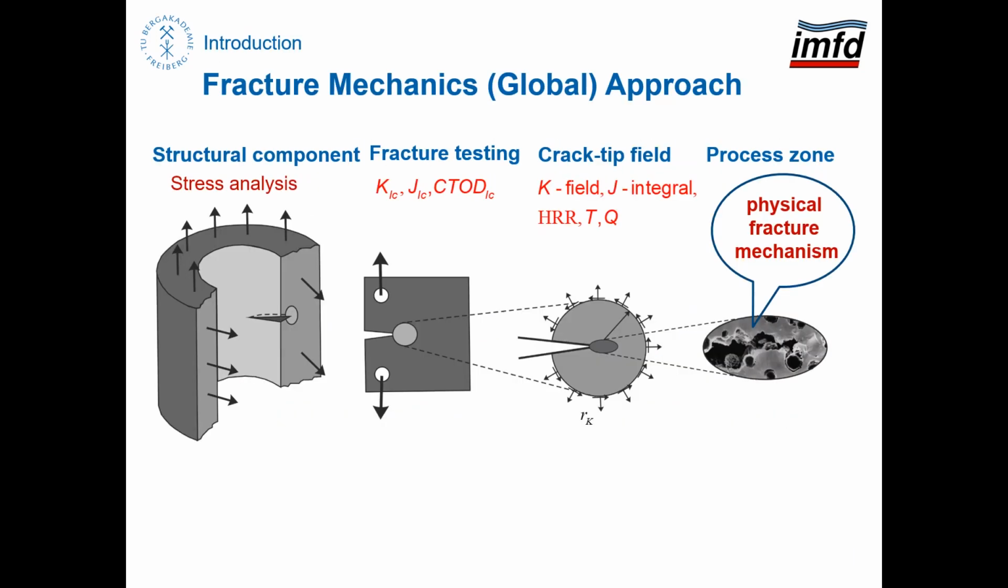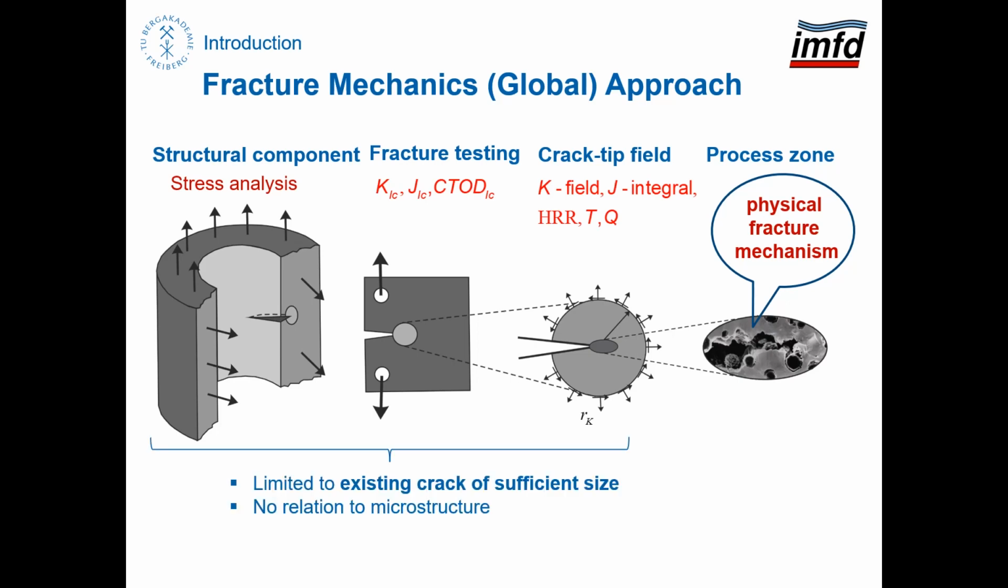In order to assess the integrity of structures in the presence of macroscopic cracks, the concepts of fracture mechanics can be applied. A numerical analysis enables to determine the crack tip loading, whereas the material resistance, for example in terms of a critical J value, is obtained from proper fracture mechanics testing. In case of ductile failure, the physical fracture mechanism is described as nucleation, growth and coalescence of microvoids. This information isn't necessarily needed for the so-called global approach to fracture.